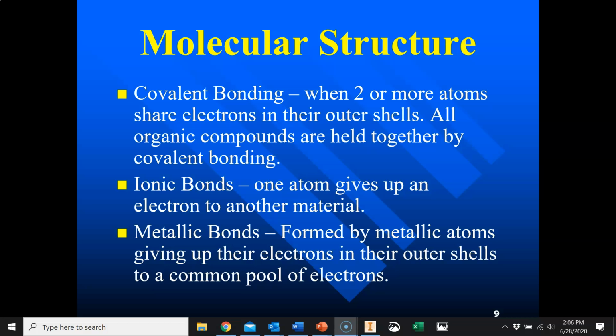Metallic bonds are metallic atoms that give up their electrons in their outer shells to form a common pool of electrons. This pool is called an electron cloud. The electrons are free to move around and in between the atoms.